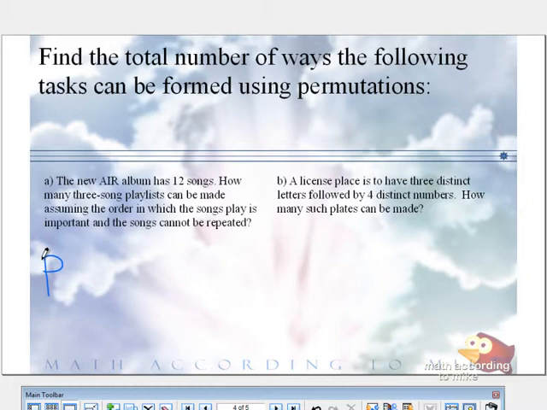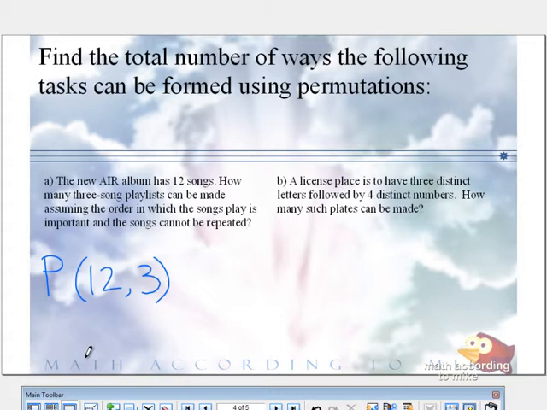So we have ourselves a permutation. N is the total number of objects you can choose from. How many total songs can we choose from? 12. And out of those 12 songs, how many are we choosing? 3 for our 3-song playlist. So R is the number of elements you're choosing. So 12, the N, is the number of elements you can choose from. R, 3, is the number of elements you are choosing.